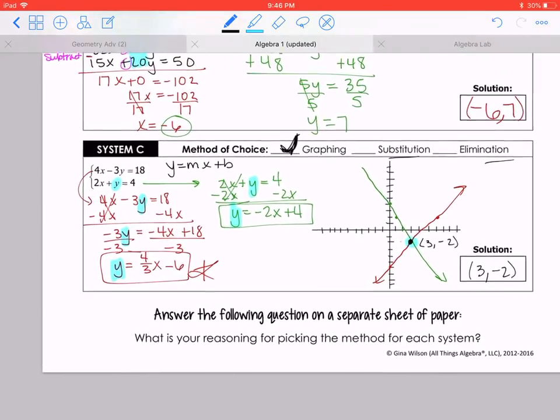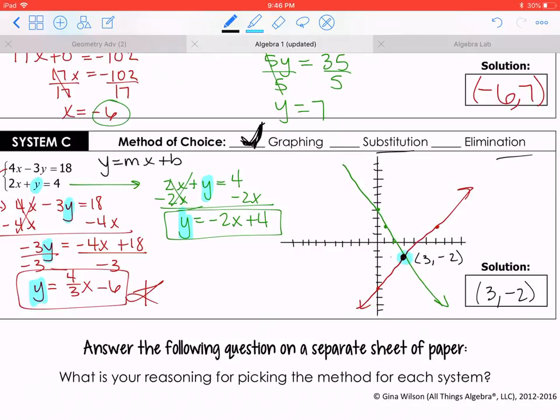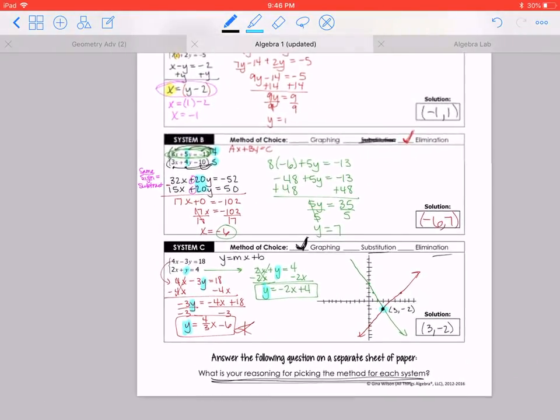Okay, so it says, what is your reasoning for picking the method in each system? That's kind of what I've talked about through the entire notes video. So if you wanted to test yourself, you could explain a little bit on the back of these notes. If you did not understand why I chose each method from the video, make sure you're going to ask that in class tomorrow.